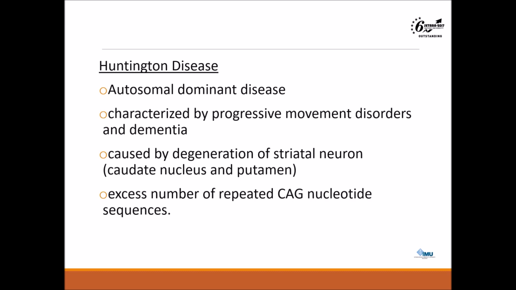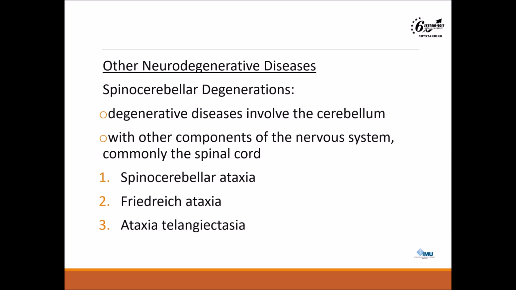Another type of neurodegenerative disease is Huntington disease. Huntington disease is an inherited disease. It is an autosomal dominant disease. Unlike other neurodegenerative diseases like Pick disease and Alzheimer's disease, Huntington disease is characterized mainly by progressive movement disorders, and they can also present with dementia as well. They are caused by degeneration of the striatal neurons, especially the caudate nucleus and putamen, and it is due to an excessive number of repeated CAG nucleotide sequences.